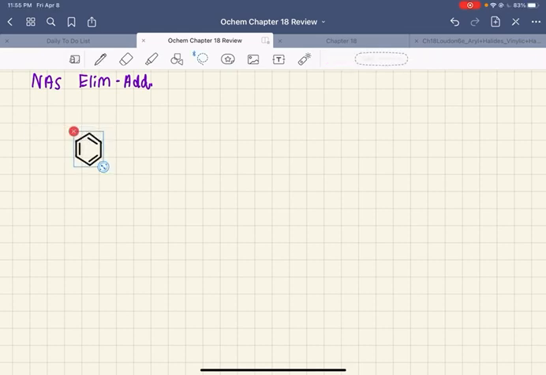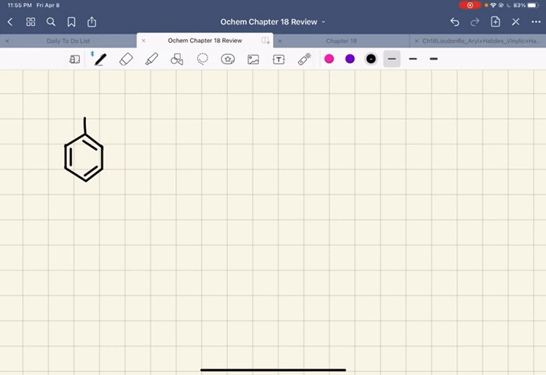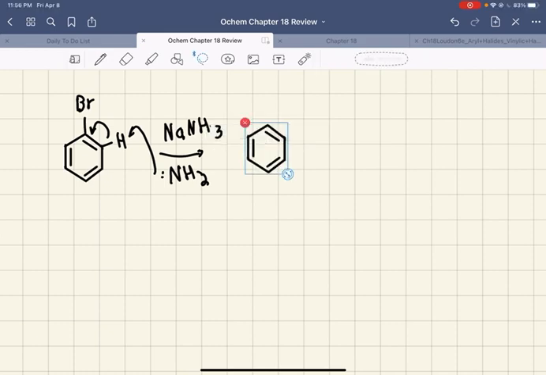So let's take this, for example. We'll use bromine again, but it very well could be chlorine. Here's the implicit hydrogen. We'll take NaNH2, NH3. These lone pairs move here, then there, causing the benzyne to be formed.